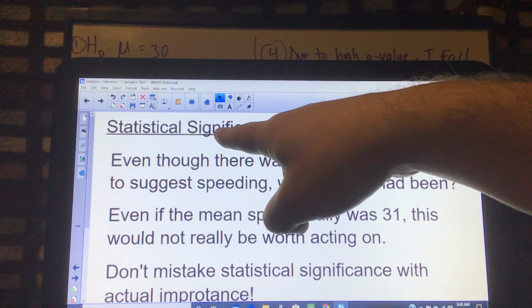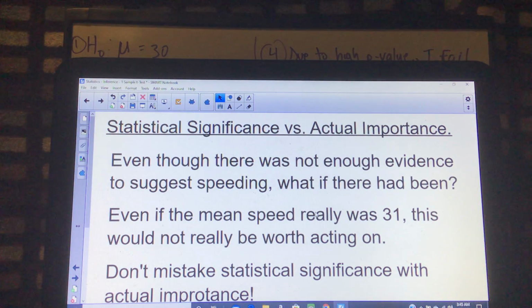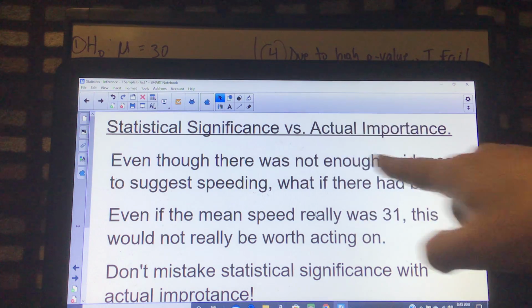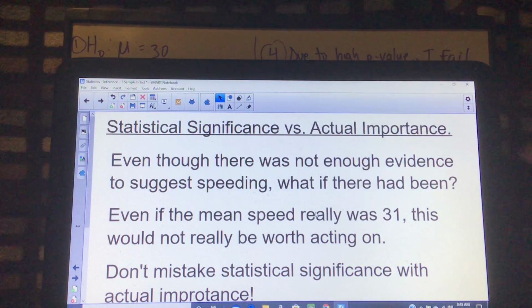Statistically significant means the test shows that the number is really different from the null, but it's important to note, when would we be mad? I don't know how fast they'd have to be going outside the school before we'd be mad at them, but 31 probably wouldn't be it. Maybe if they were going 35 or 40, all right?